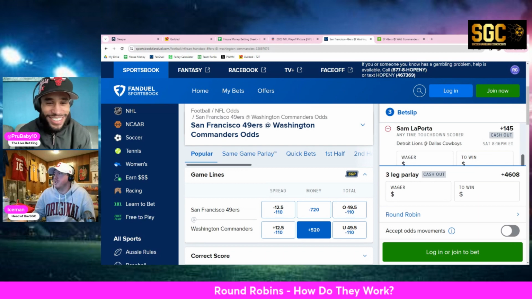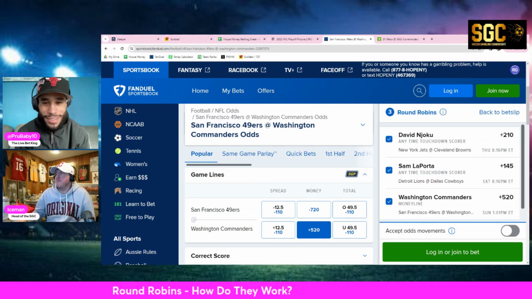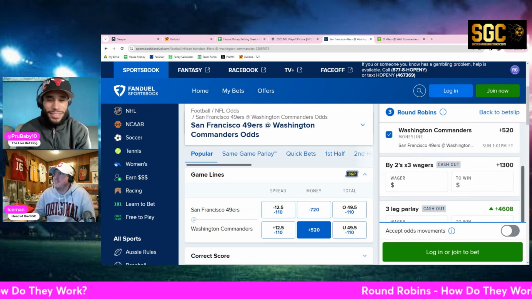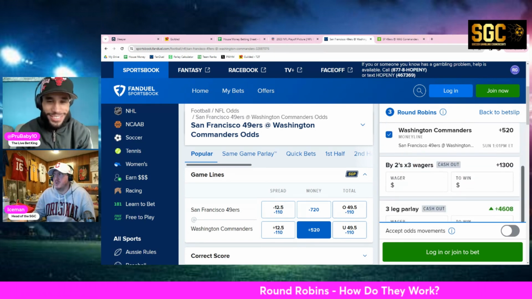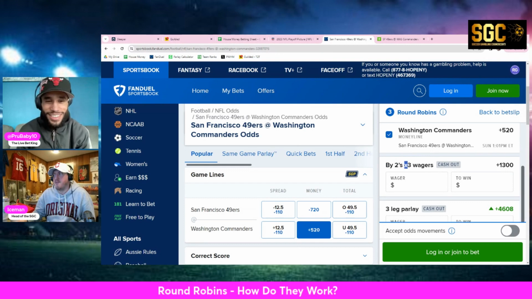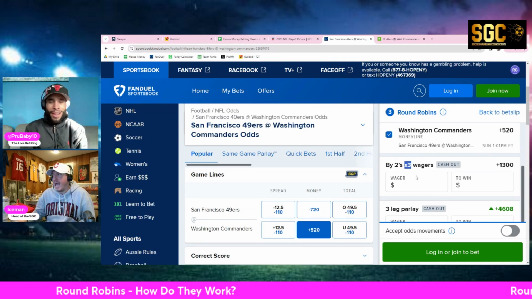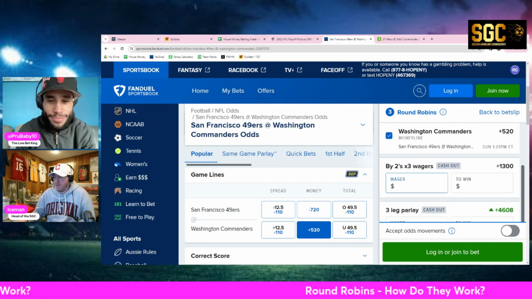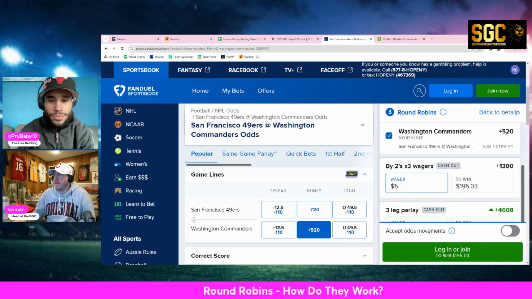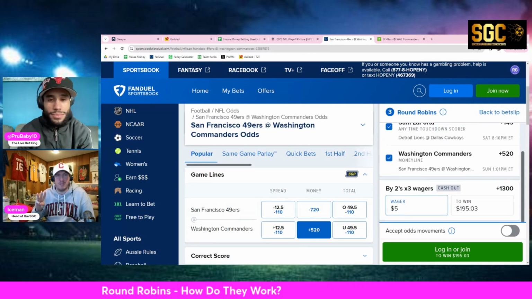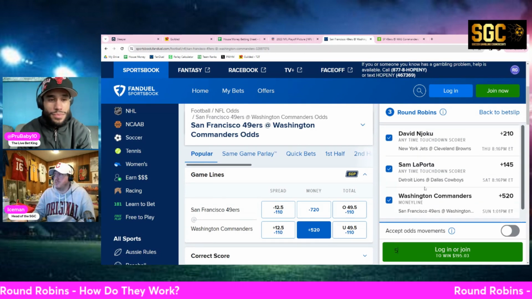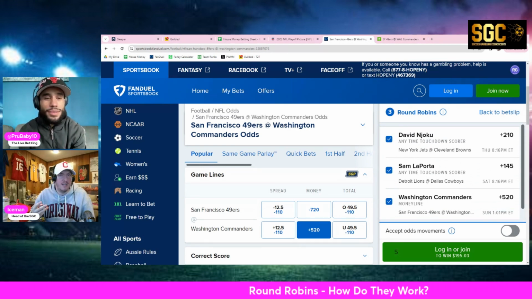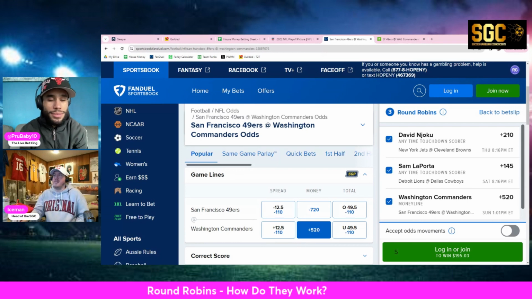So, yeah, we've now got a round robin here where we've taken 3 different lines from 3 different games. Over here, it says you're doing by 2s, but you have 3 wagers. And it allows you to make the 3-leg parlay. So here, when you put your $5 bet in, you're actually now going to be placing 3 wagers, because those 3 different options that we talked about can be combined in 3 different ways. And that's where the difference is.